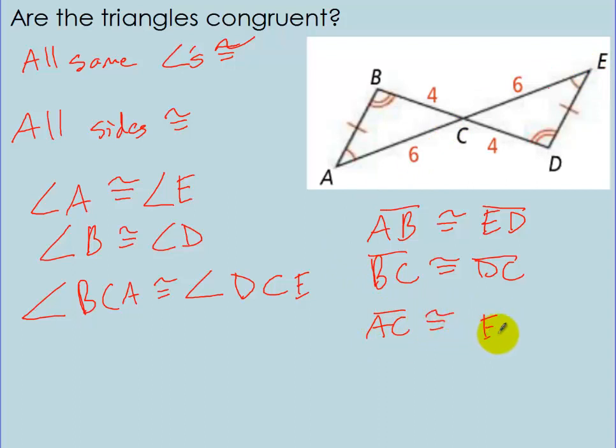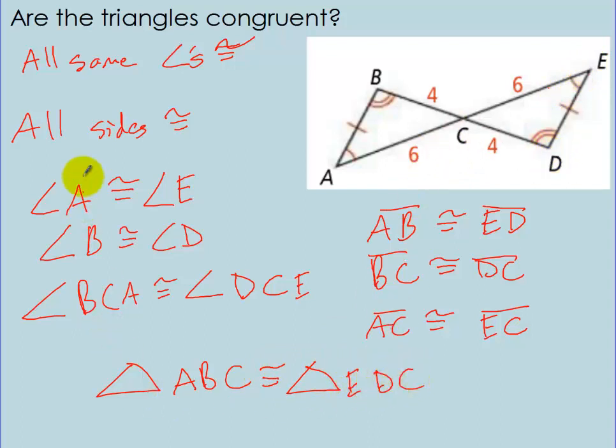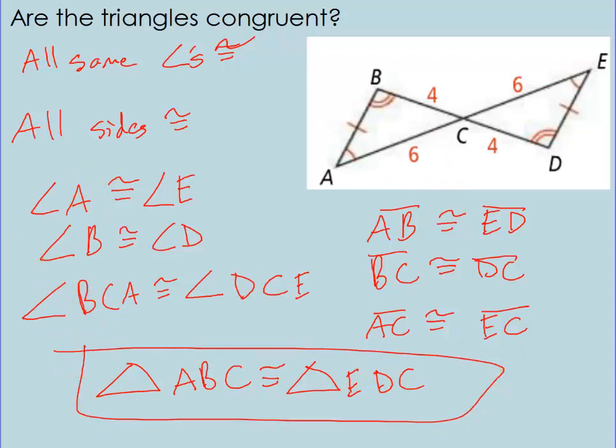So all three angles are the same, all three sides are the same, so I can say triangle ABC is congruent, and we got to keep this consistent, with triangle EDC, because I proved all the angles are congruent and all the sides are congruent. Alright, let's try another proof of this.